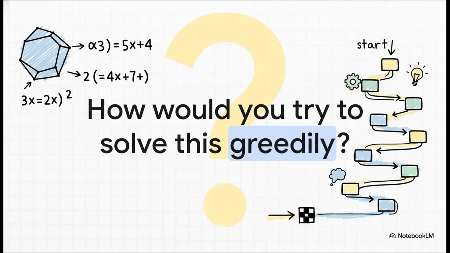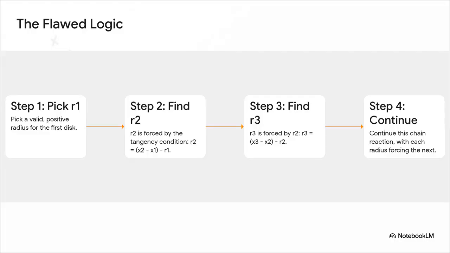Yeah, you'd probably think exactly that. Let me just start at disk 1 and make my choices as I go. And on the surface, this logic seems totally solid. You pick some valid radius for the first disk, R1. Okay, simple enough. But if R1 is going to touch R2, then the radius of R2 is now completely locked in. And if R2 touches R3, well, R3 is now locked in too. It just feels like a simple domino effect, a chain reaction down the line.